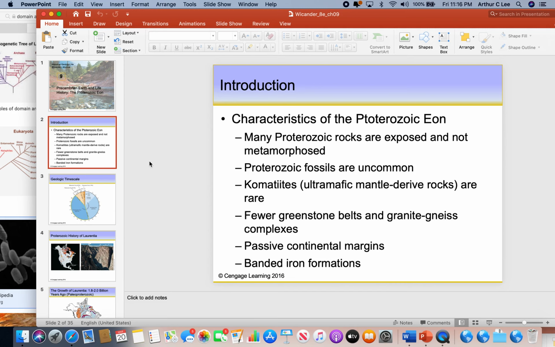Proterozoic fossils are not common. Archean fossils are not common. You have to really search far and wide to find them. Fossils do not really start to become abundant until about 542 million years ago. But we will talk about some very important fossils during the Proterozoic. And these are the first organisms that are sexual creatures. They belong to domain Eukarya.